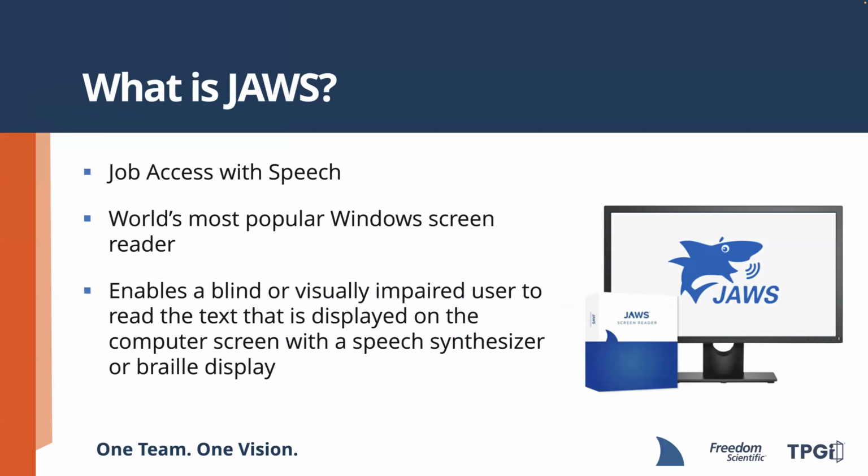First of all, as a background to why you would be doing JAWS testing at all, what is JAWS? JAWS stands for Job Access with Speech. It's the world's most popular Windows screen reader. 30 years. We'll be celebrating CSUN next week, 30 years of JAWS. It enables a blind or visually impaired user to read the text that is displayed on the computer screen with a speech synthesizer or braille display.